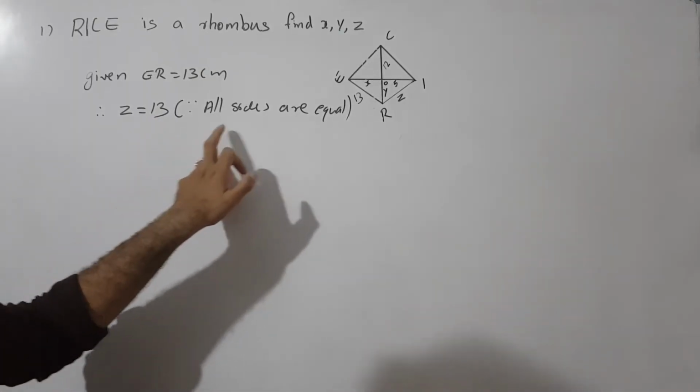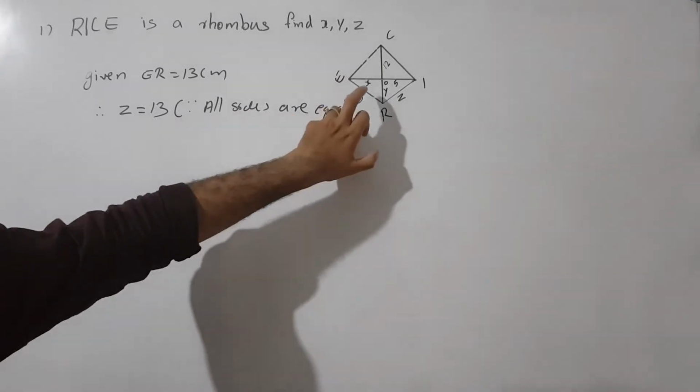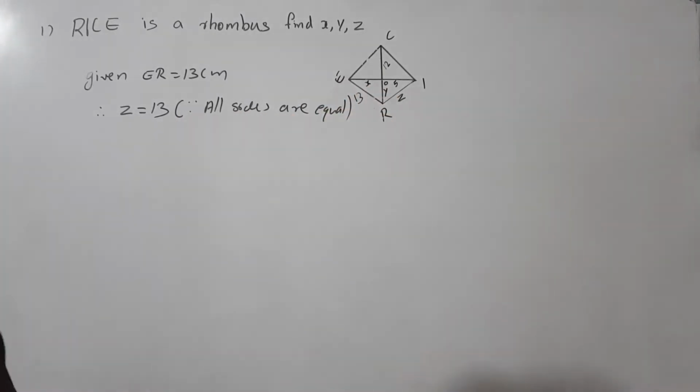Also 13y, all sides are equal. It is already given that it is a rhombus, so all sides are equal. Correct. Then next we need to find the value of x and y. What are x and y?